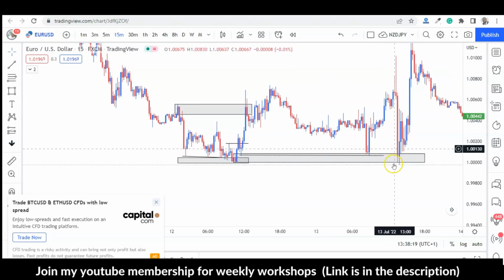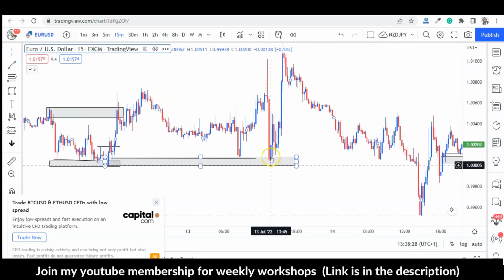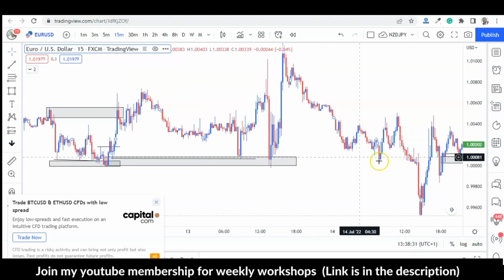So you can see market came back here, swept this liquidity, this inducement. When I see this, I know, okay, it's time to buy. So market took that out and went all the way.